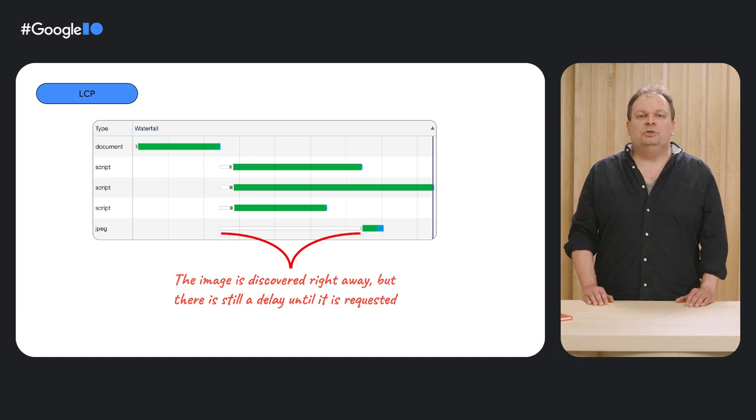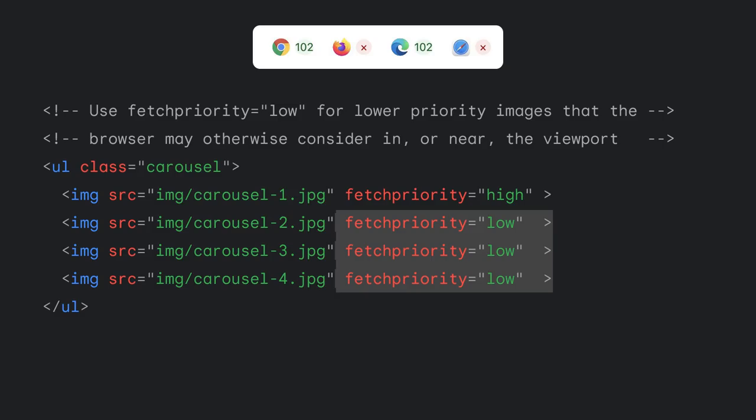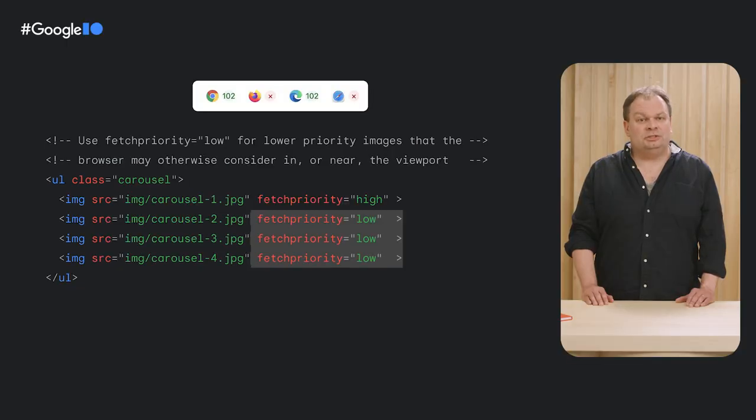Going back to the earlier example, we solved the discoverability problem, but there was still a big delay until the image was requested and starts to be downloaded. With fetch priority, the delay is minimized and the image is downloaded much sooner, almost as soon as it is discovered. This is the optimal result for LCP images. You can also deprioritize non-critical resources in a number of ways, such as using fetchpriority=low, or lazy loading them so they're not fetched until needed. Deprioritizing or delaying non-critical resources allows the browser to concentrate on the more important resources, like your LCP element. Just make sure you don't use these deprioritizing techniques on the LCP images themselves.